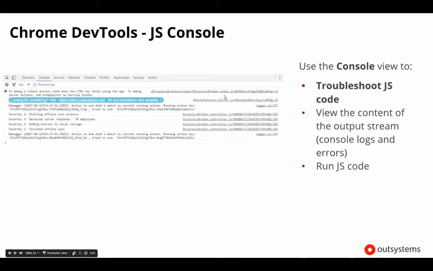The JavaScript console tab, I go to this to troubleshoot JavaScript code basically, and to view the content of the output stream. I can see the console logs and the console errors here. And I can also run JavaScript code in this prompt. This is useful if I want to check the value of some variable or call an action at runtime.